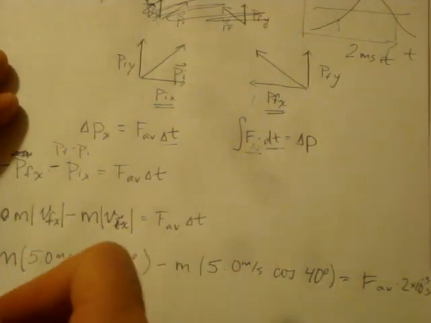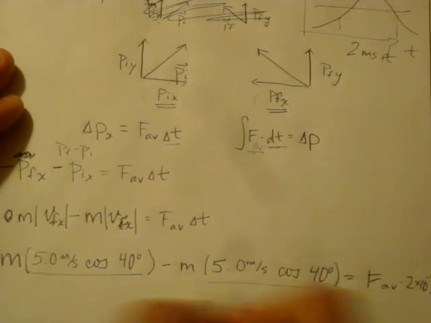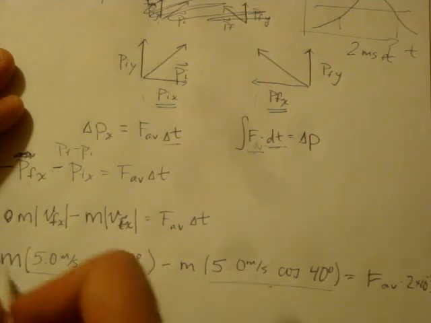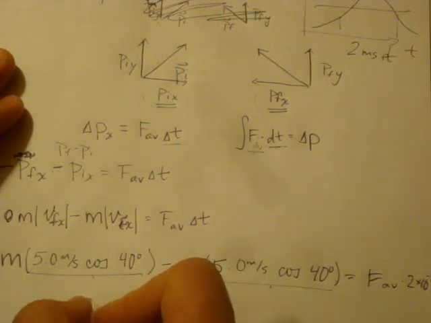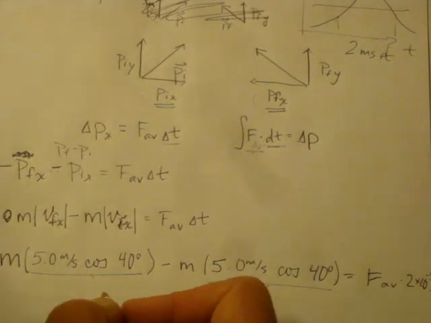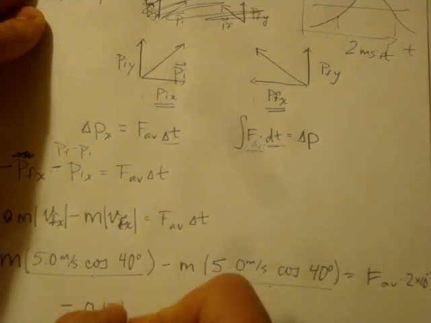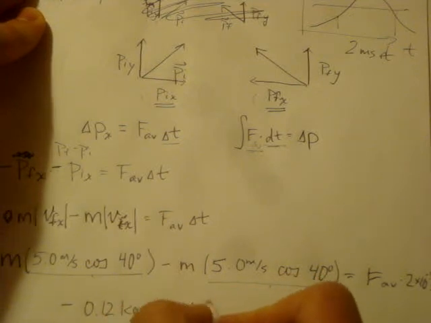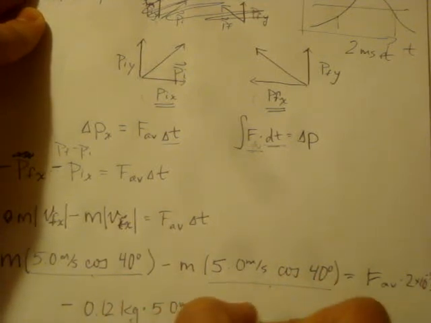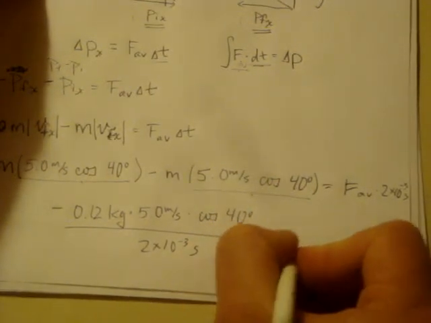Sorry, our mass, we could have plugged that in as well. If you look here, this quantity and this quantity, the magnitudes of those are actually equal to one another, right? So this whole thing really just becomes negative 2 times m times cosine of 40 degrees. I'm not exactly sure what that value is. So this would be 2 times 0.06, so that would be 0.12 kilograms times 5.0 meters per second times cosine of 40 degrees, divided by 2 times 10 to the negative third seconds, and all of that would equal the average force, right?